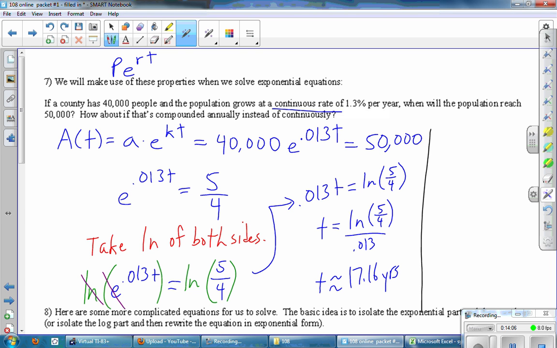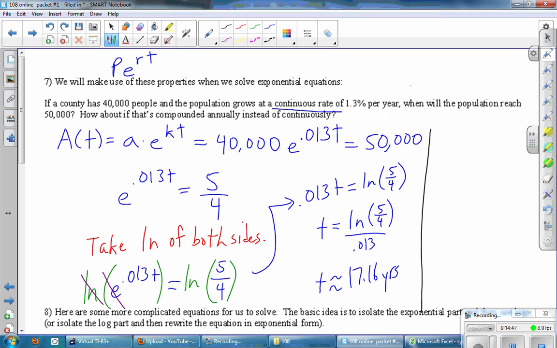All right, hopefully we reasoned through and thought about the fact that the more often you compound, the more the effective rate. So the most a 1.3% rate will ever be is if you compound continuously. That makes it the most in terms of its effective rate. So anything else will be not as large a growth rate. So compounded annually, it's not going to grow as quickly as it does here. And so how long will it take to get to 50,000? It will take longer because it's not going to grow as quickly. So we're expecting some number bigger than 17.16. We don't know how much bigger, but definitely expecting bigger.